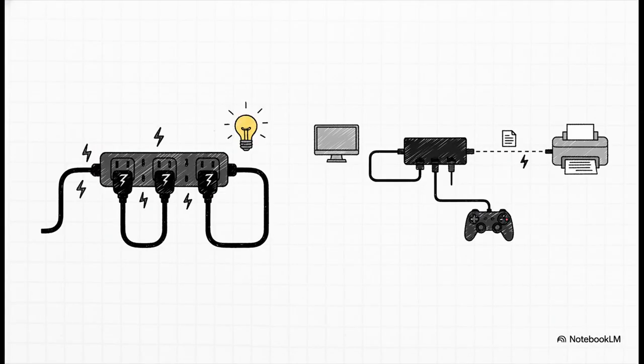The absolute crucial point to remember is this. A switch is essentially a power strip for networking. Think about it. If you run out of wall outlets for your electronics, what do you do? You buy a power strip to expand your capacity, right? A switch does the exact same thing, but instead of electricity, it's connecting and managing network traffic. But wait, it's much smarter than a dumb power strip. It actually knows which specific device is plugged into which port. So if your computer sends a document to the printer, the switch routes that data straight to the printer instead of just blasting it uselessly to your gaming console.